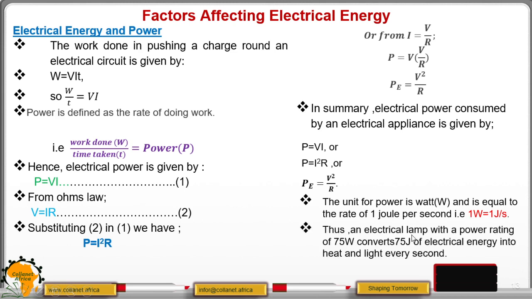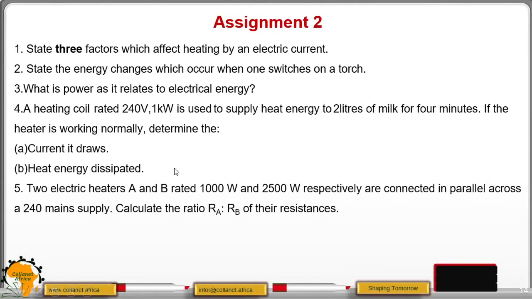Thus, when we have an electric lamp with a power rating of 75 watts, it implies that it is converting 75 joules of electrical energy into heat and light energy every second. So in other words, power can also be defined as the rate of energy conversion. That is, 1 kilojoule is equal to 1000 joules.